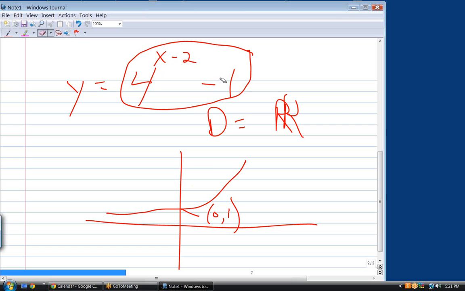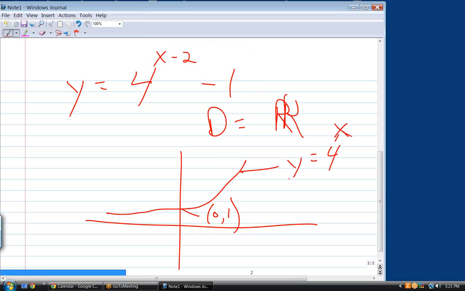What 2 things do we have going on different from this or y equal 4 to the x? If I were to say this is y equal 4 to the x, how is our function different? Or how is it translated or shifted? It's down 1. Down 1, and what else?